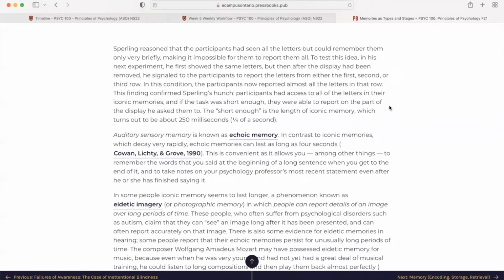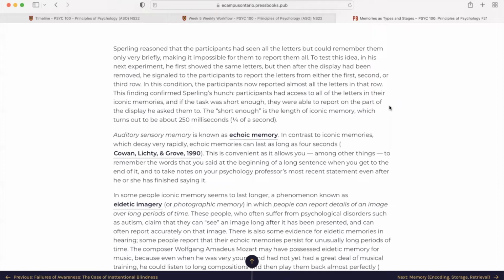To test this idea, in his next experiment, he first showed the same letters, but then after the display had been removed, he signaled to the participants to report the letters from either the first, second, or third row. In this condition, the participants now reported almost all the letters in that row. This finding confirmed Sperling's hunch. Participants had access to all the letters in their iconic memories, and if the task was short enough, they were able to report on the part of the display he asked them to. The short enough is the length of iconic memory, which turns out to be 250 milliseconds, which is 1/4 of a second.